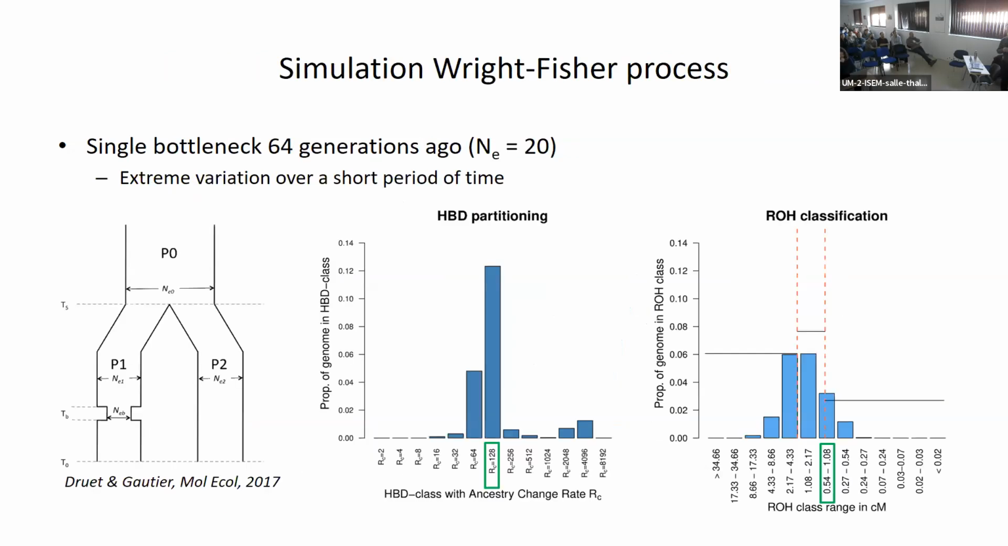Then we move to a bit more realistic simulations, but still quite extreme, where we modeled a very strong bottleneck 64 generations ago. And it's with a simulation software under Wright-Fisher process. What we see here is that with the hidden Markov model, again, you can identify correctly the class that contributed to the bottleneck. And with the ROH classification, again, you have a shift to the left, and the correct class is not clearly identified.